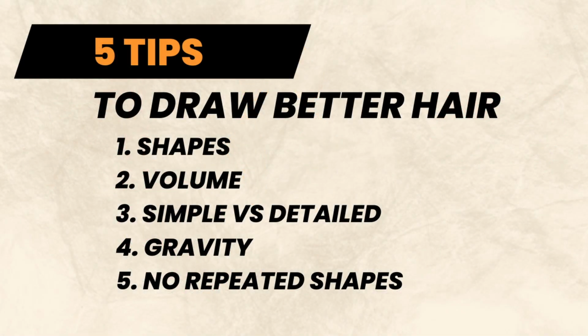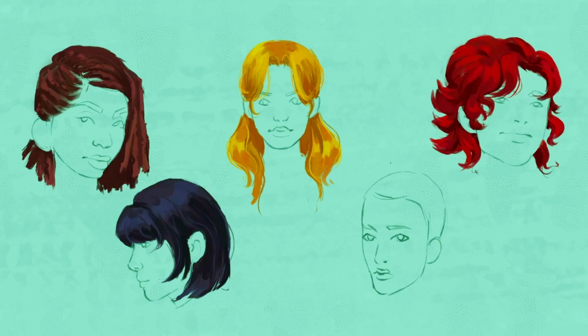Tip number 5: avoid repetitive shapes. So hair is a very flowy object, and it should move and flow naturally. So it's very rare to see any repetitive shapes in nature, like you see the rocks, the trees, plants. You don't see the exact same shapes everywhere. So it is the same with hair, how it flows.